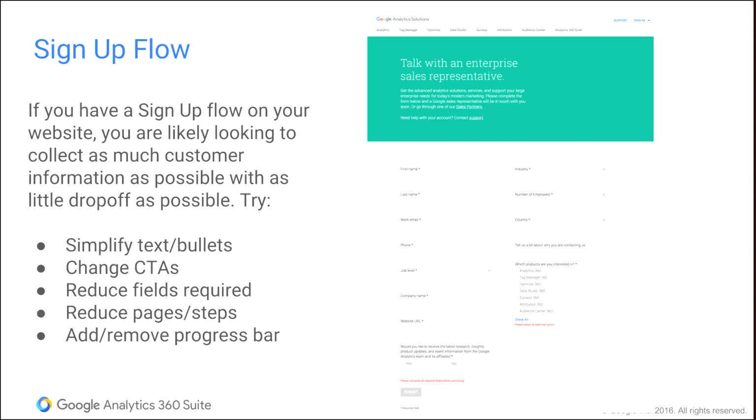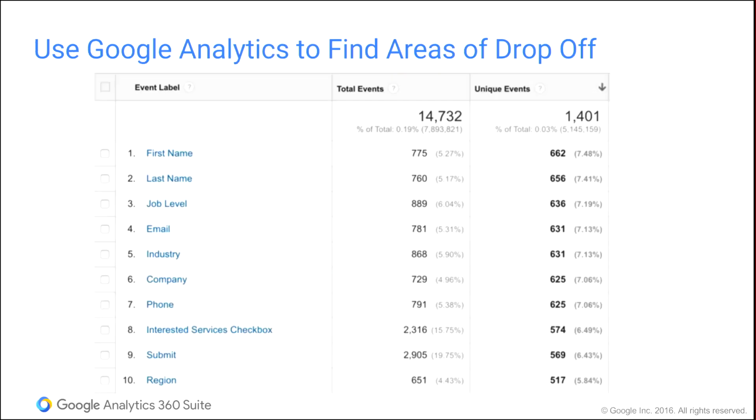You might want to look at, especially for forms like this, reducing the number of fields required. Now, oftentimes in a sales process, you need to collect a certain amount of information to be able to have your sales teams go ahead and contact a potential lead. But if you can reduce the number of fields, every field that you're going to reduce is likely going to increase the number of actual conversions of submitting that form. You could also try reducing the number of pages or steps in that process if you have a multi-page sign-up flow. And adding or removing a progress bar, because oftentimes that progress bar can have real impact on letting people know how much more they have to complete before they can actually sign up.